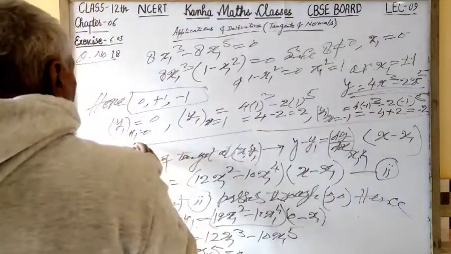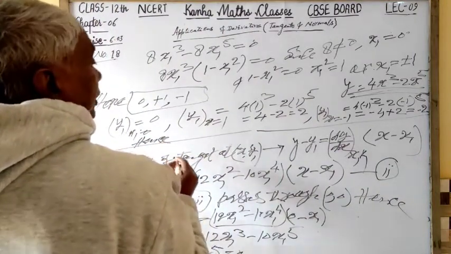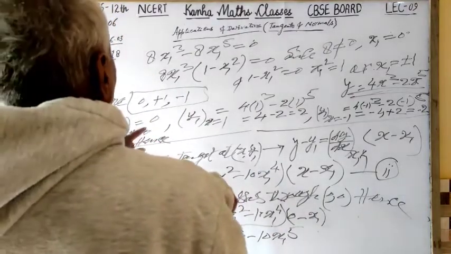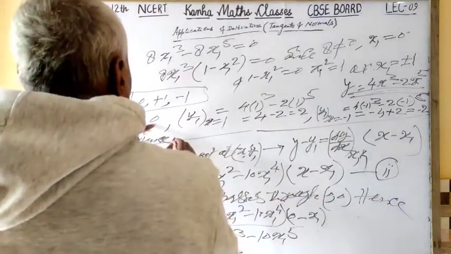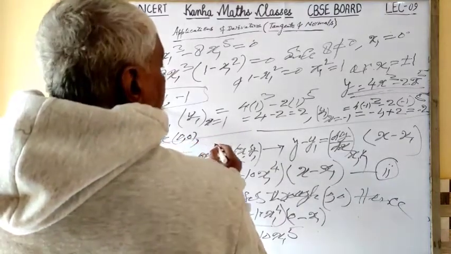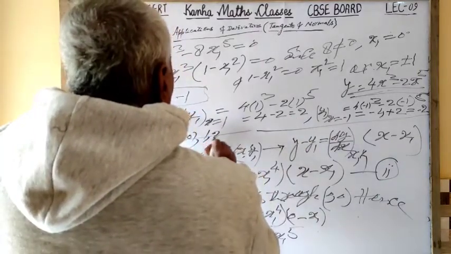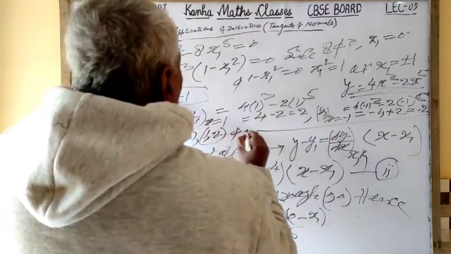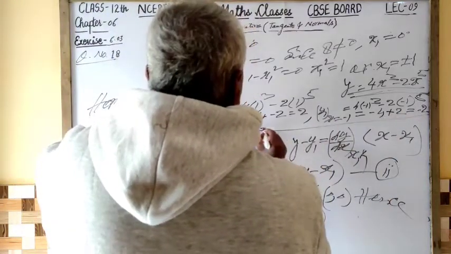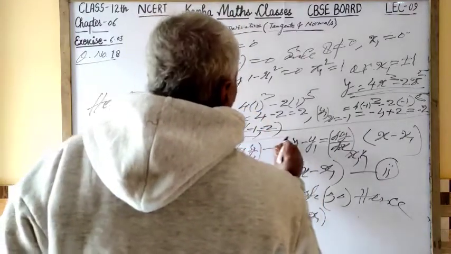Hence the requisite points will be (0, 0), (1, 2) and (-1, -2). This is the requisite answer.